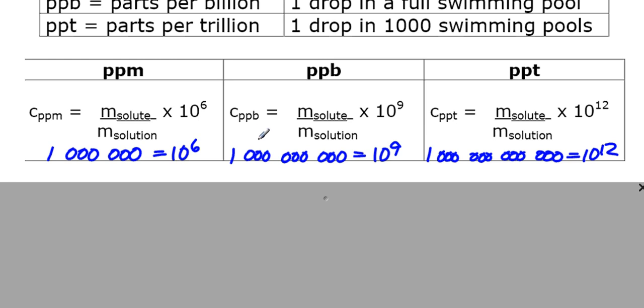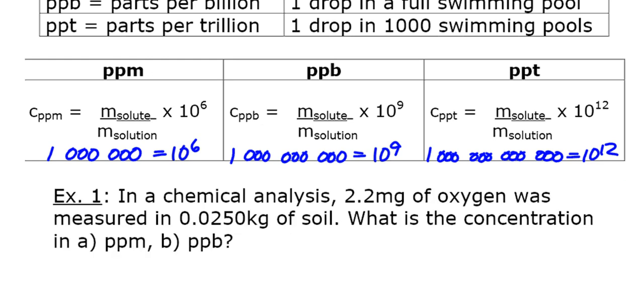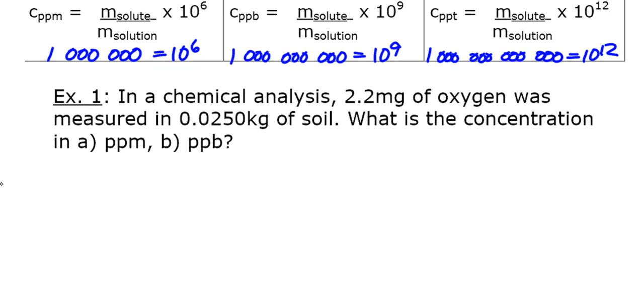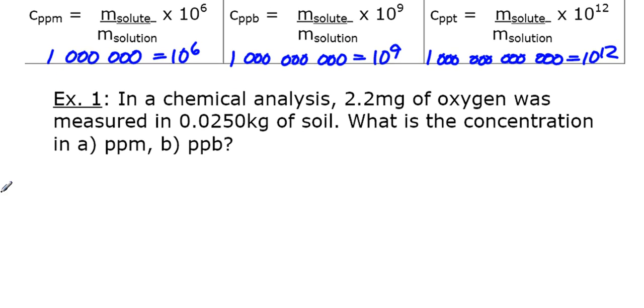The other thing that's not shown here, there's no units. As long as you have your solute and your solution in the same units, then it doesn't matter which units you use. So let's try out a problem and see how this works. In a chemical analysis, 2.2 milligrams of oxygen was measured in 0.250 kilograms of soil. What's the concentration in parts per million and parts per billion?